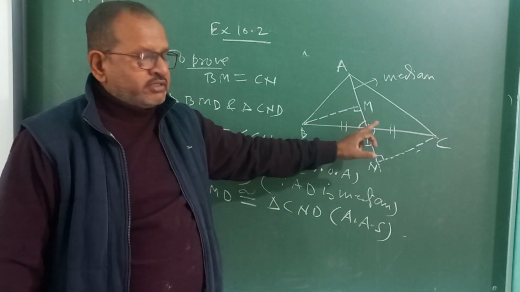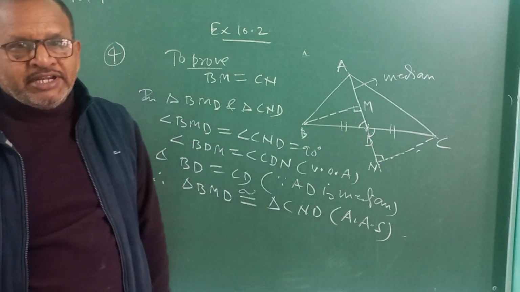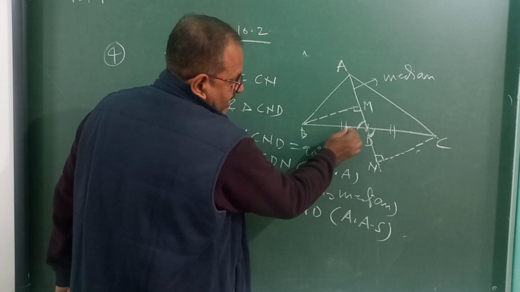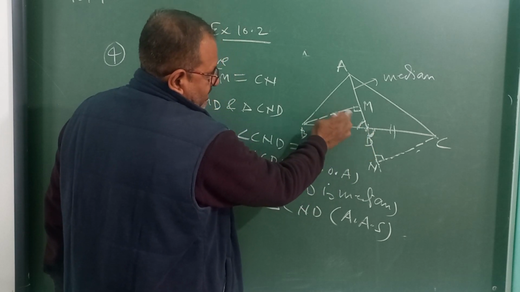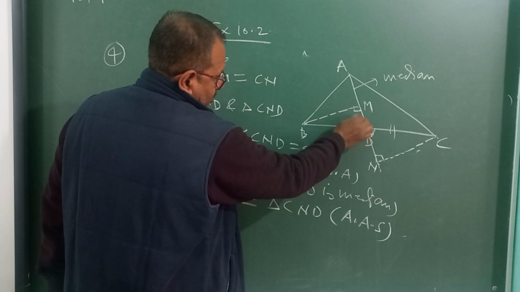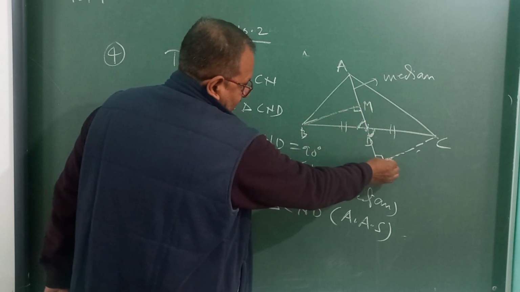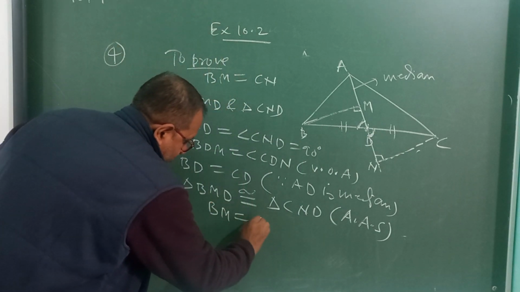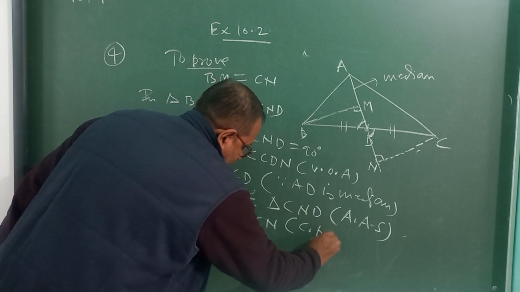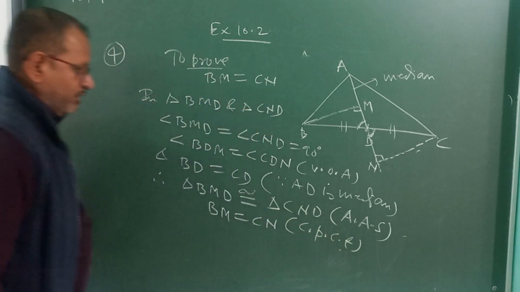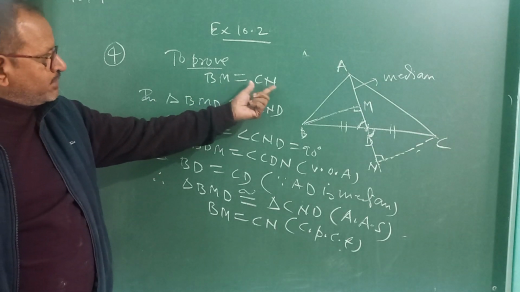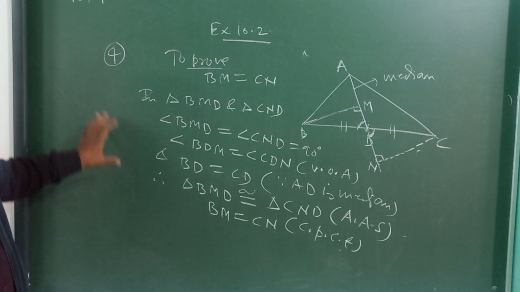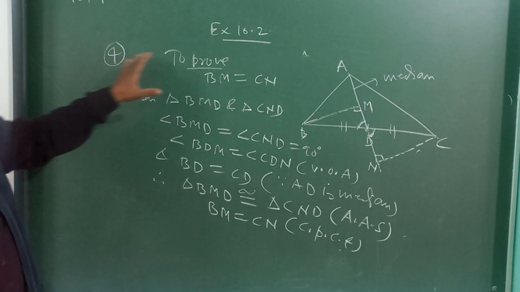When two triangles are congruent, we can write their corresponding parts as equal. Here these two are vertically opposite angles, they are equal. What are their opposite sides? In the first triangle, the opposite side is BM. In the second triangle, the opposite side is CN. So we can write BM is equal to CN, by CPCT, corresponding parts of congruent triangles. So it is proved. This was question number 4, exercise 10.2.